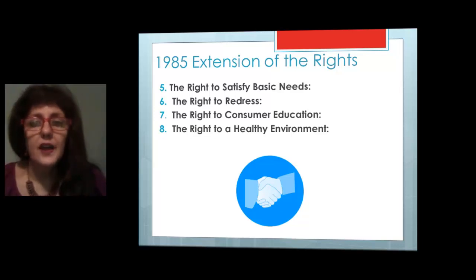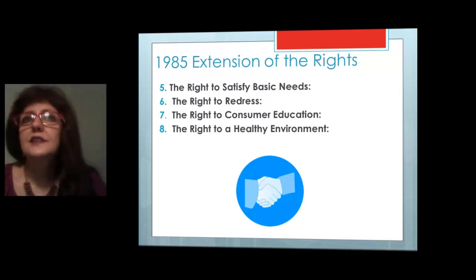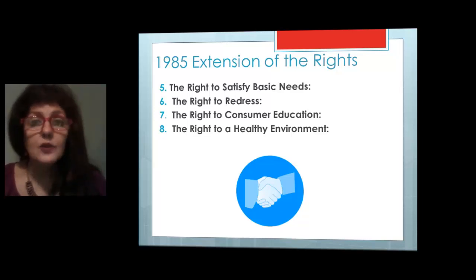The right to redress helps consumers remedy any harm or disappointment, or is when we have some settlement to right some wrongs. Consumer education is the right to be taught how to use products. Especially now that we have a digital era, we need consumer education for sure.